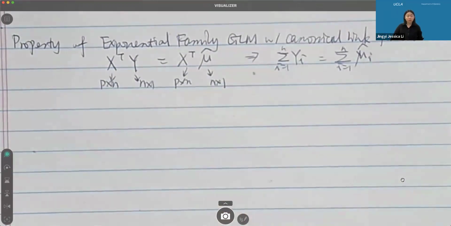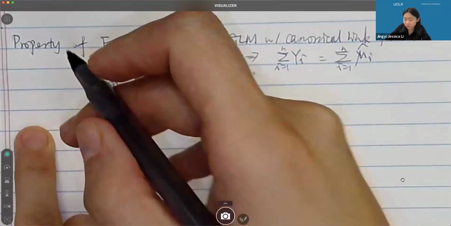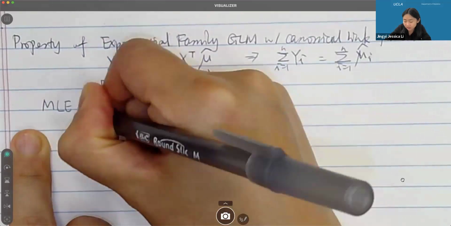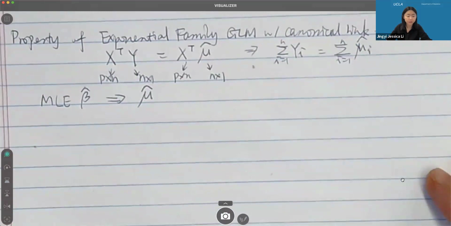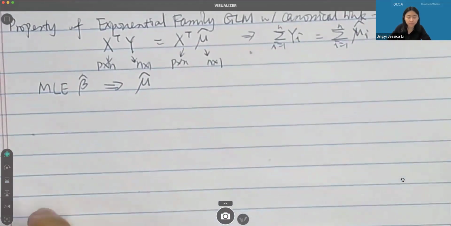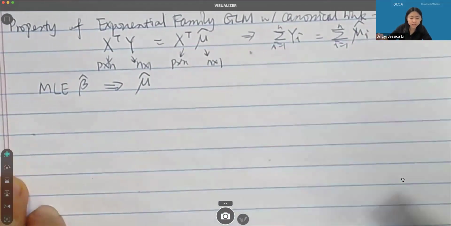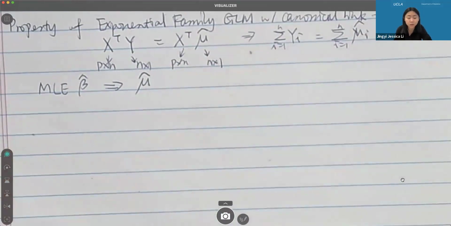And for the linear model, we know this already, but this also holds for the generalized linear model. And why is that? The reason is because of optimization. It's because we use MLE to solve for beta hat, then we get this. So the reason is because we use the MLE beta hat to give us mu hat. That's the underlying reason. And what does MLE imply? This will trace back to the exponential family formulation.